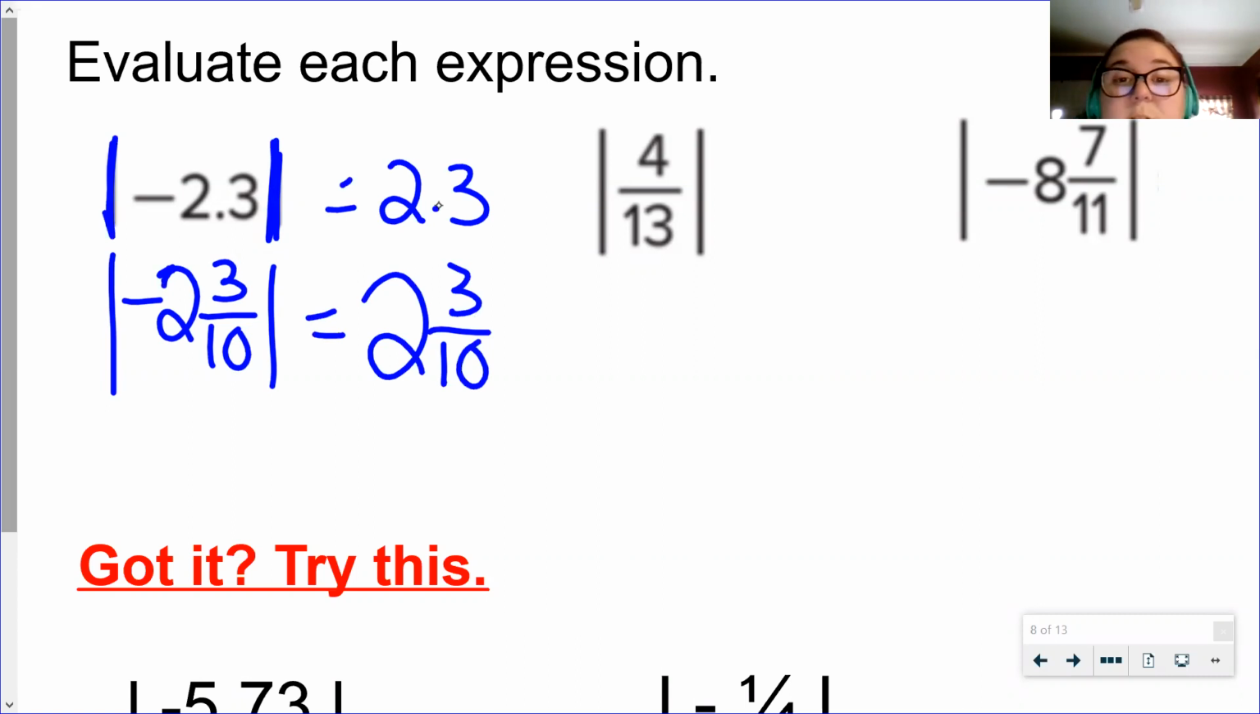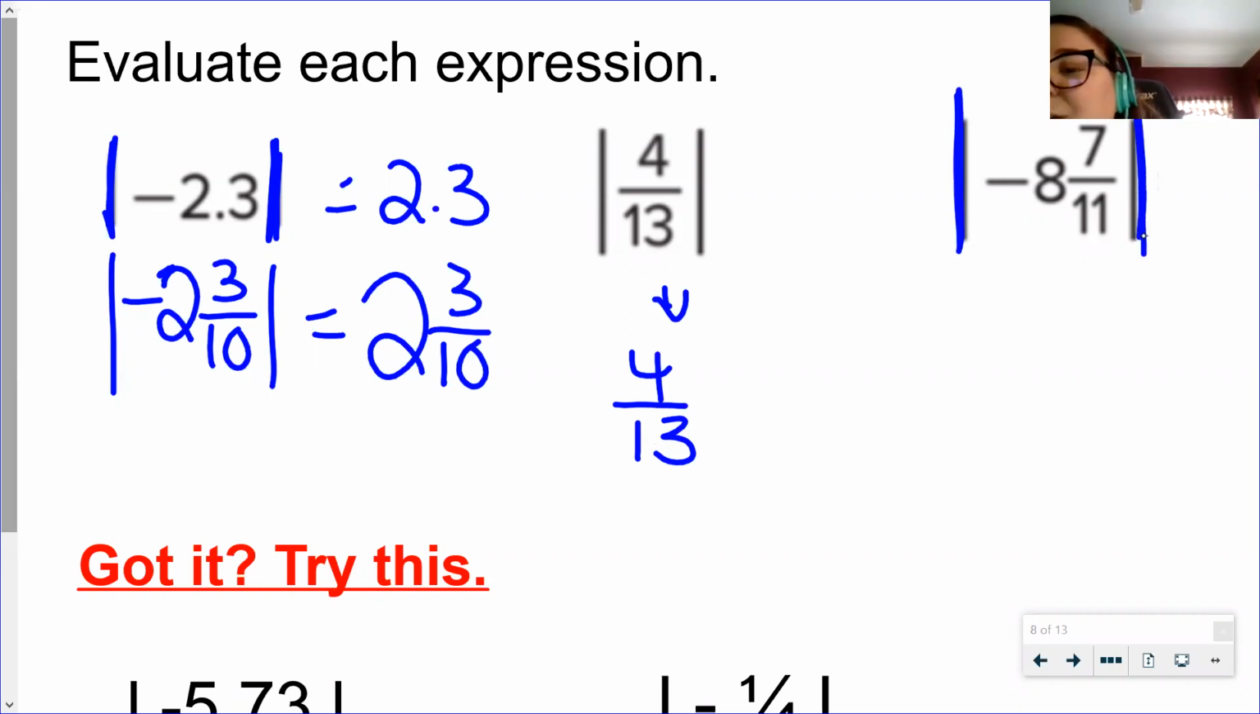Okay, 4 over 13. It's a rational number. Why? Because I could write it as a fraction. It is already a fraction. So how far is 4/13 from 0? 4/13. That's it. And the last one, what's the absolute value of negative 8 and 7/11? Again, that is a fraction, so it is rational. Therefore, if I figure out how far that is from 0, it's 8 and 7/11 away from 0.